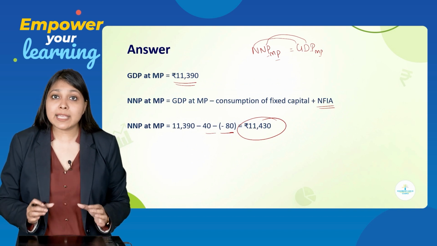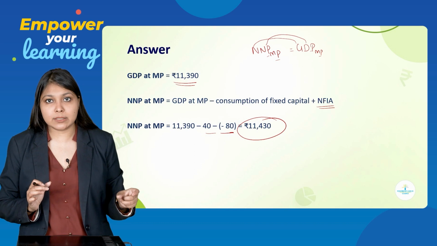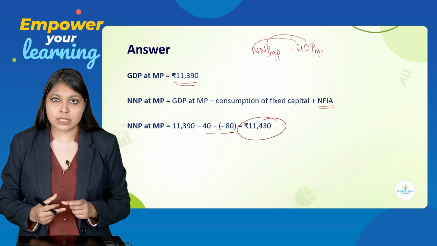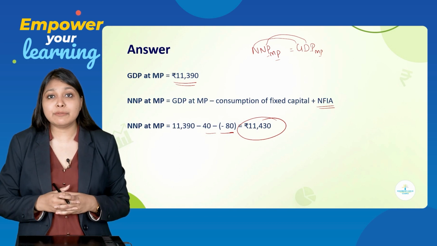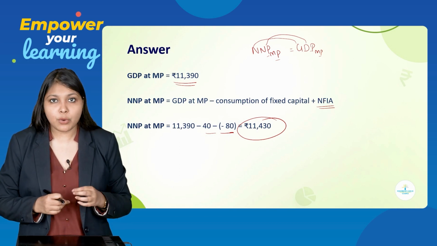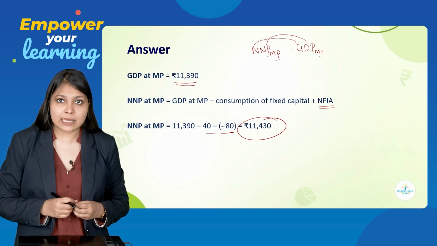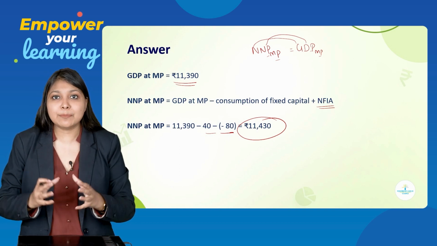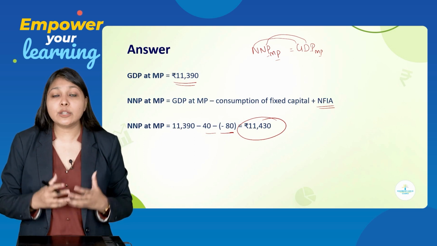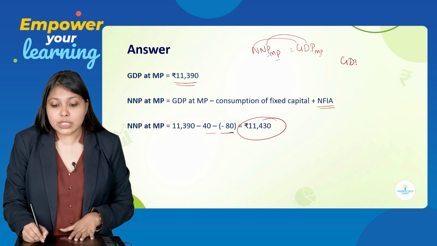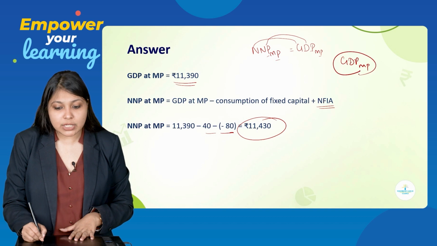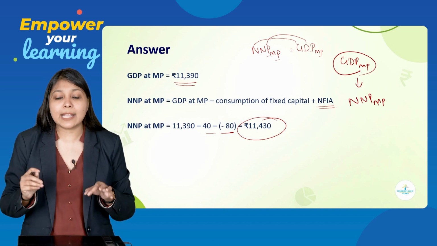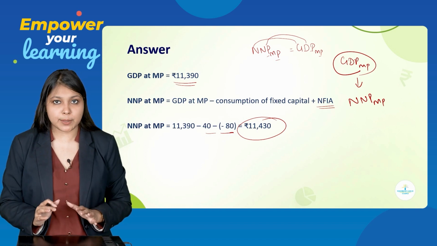Very simple. First of all, when you know from which method you have to solve the question, you will find the aggregate of that particular method, and then you will jump to the aggregate which has been asked in the question. For example, in this question they have told you to find out NNPMP, but you cannot directly find out NNPMP. First of all, you will have to find out the aggregate of that particular method. So the aggregate of that particular method was GDPMP. Now once you get GDPMP, you can easily find out NNPMP which has actually been asked in the question.